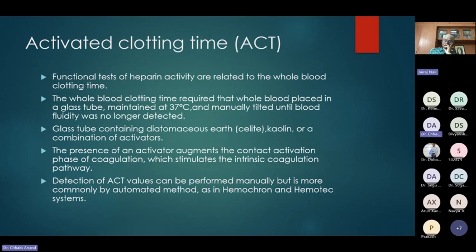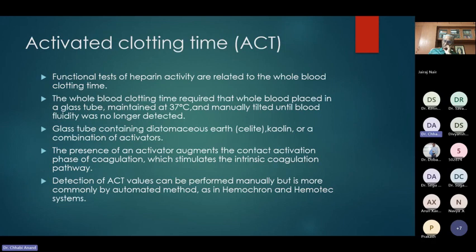Activated clotting time. Functional tests of heparin activity are related to the whole blood clotting time. The whole blood clotting time requires that whole blood be placed in a glass tube maintained at 37 degrees Celsius and manually tilted until blood fluidity is no longer detected. The glass tube contains diatomaceous earth, that is celite, kaolin, or a combination of activators. The presence of an activator augments the contact activation phase of coagulation, which stimulates the intrinsic coagulation pathway.